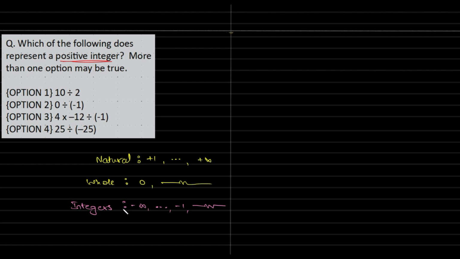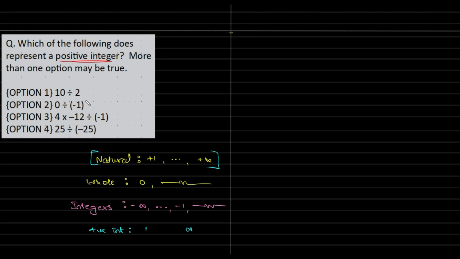So in this, the question is positive integers only. What indicates positive integer? Integers indicate everything, negative to positive infinity. But I want positive integers. So a positive integer is nothing but 1 to infinity. That is the same as your natural numbers, is it not?